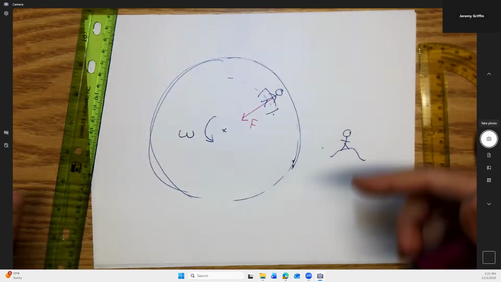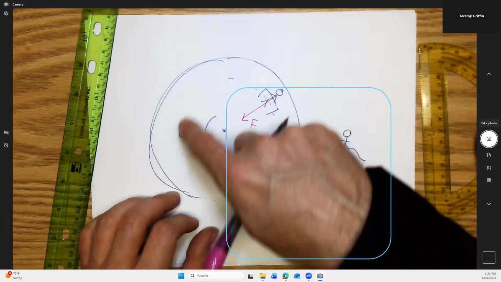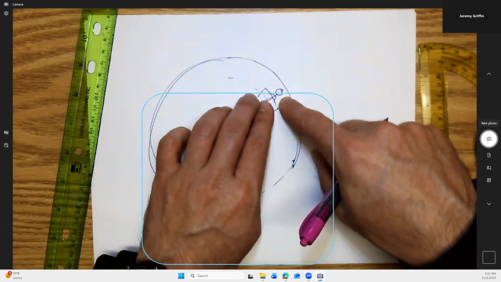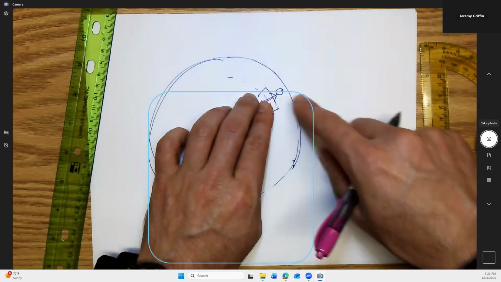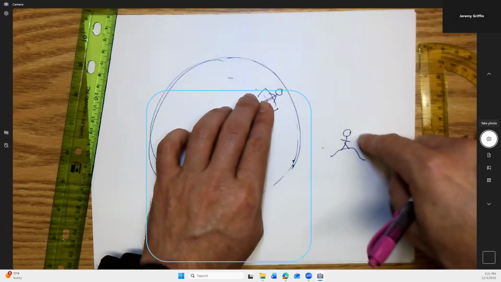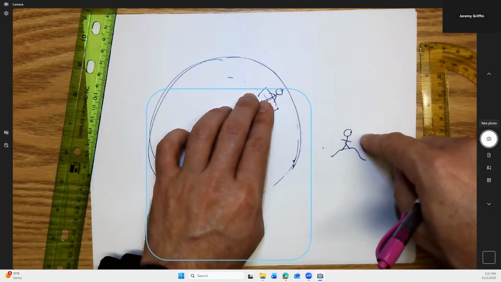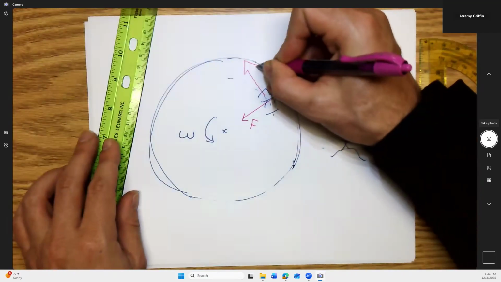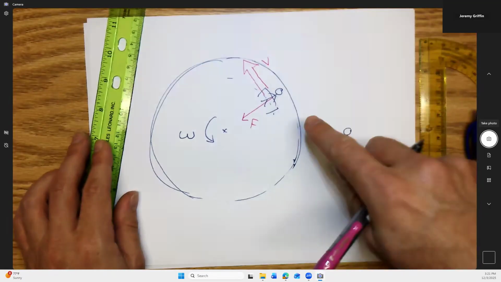Now, how about this? What if this guy, again, along for the ride on the merry-go-round, lets go of the handlebars? What if he lets go? Which way does he fly off, according to this guy in the inertial frame of reference? Yeah, tangent to his motion. Doesn't he actually fly off this way? So I'll label that V. So he's going to fly off that way.